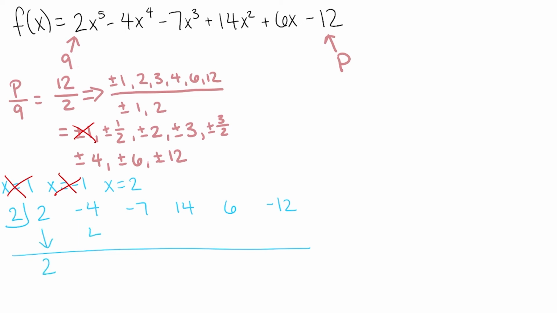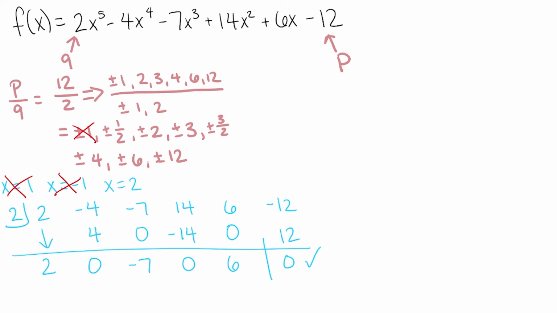2 times 2 is 4. Negative 4 plus 4 is 0. 2 times 0 is 0. Negative 7 plus 0 is negative 7. 2 times negative 7 is negative 14. 14 plus negative 14 is 0. 2 times 0 is 0. 6 plus 0 is 6. And 2 times 6 is 12. Negative 12 plus 12 is 0, which is exactly what we're looking for.